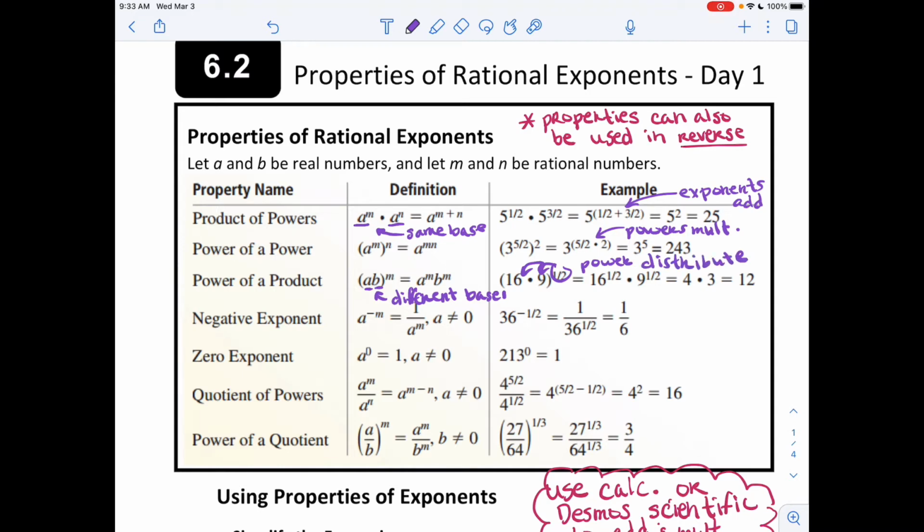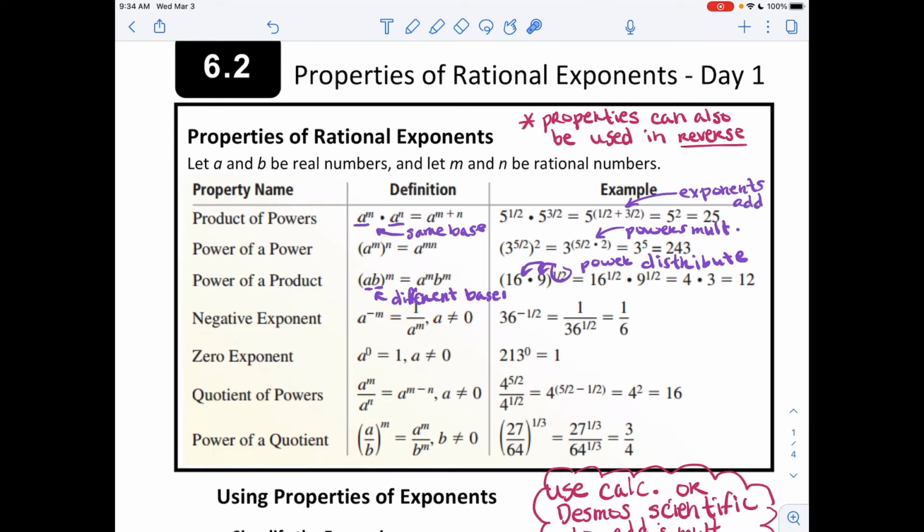And when we do that, we have 16 to the 1/2 times 9 to the 1/2. Well, remember that 16 to the 1/2, that's the same as square root of 16, or you can put that rational exponent into your calculator. You'll get 4. And then 9 raised to the 1/2 power, or the square root of 9 is 3. 4 times 3 is 12.